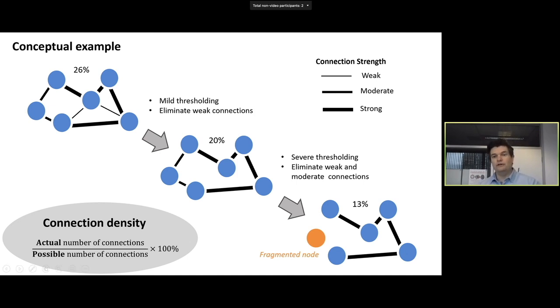But note here that one of the nodes becomes fragmented from the network. And this can happen if we threshold too severely. And this fragmented node can be problematic for some graph analyses.